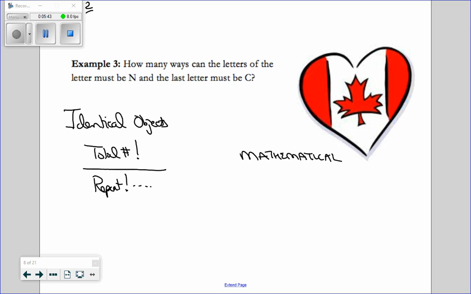So mathematical is 1, 2, 3, 4, 5, 6, 7, 8, 9, 10, is 12 letters. So there's 12 factorial. But then you would divide it by the 2 M's, the 3 A's, and the 2 T's. And when you plug that into your calculator, you just got to make sure to put the brackets around the bottom. Okay, so that's what we learned yesterday.